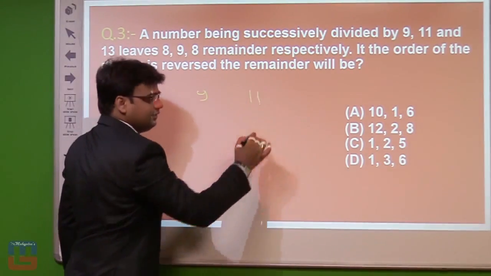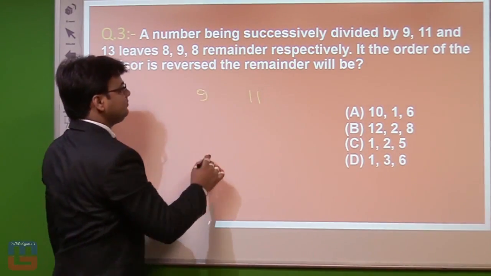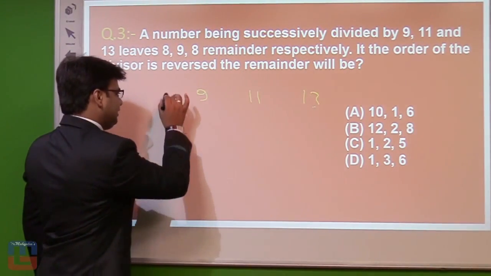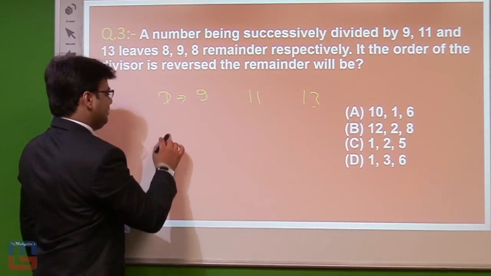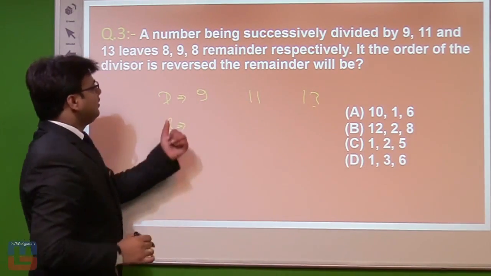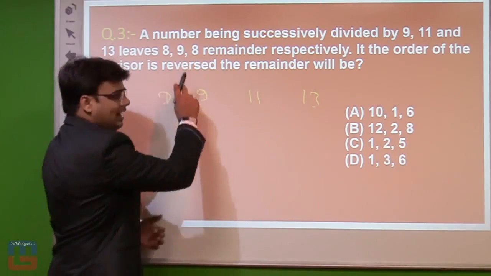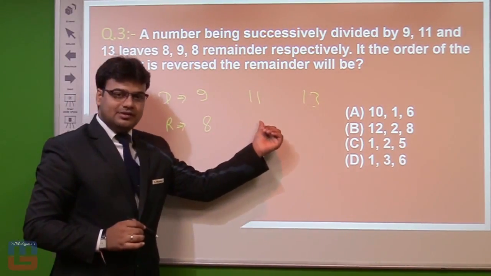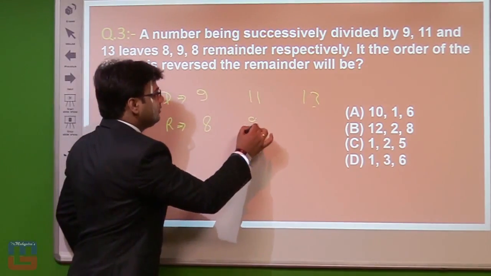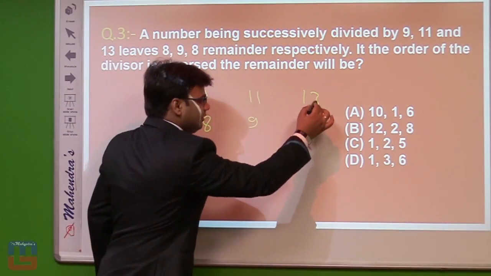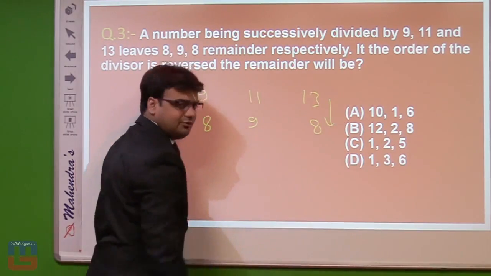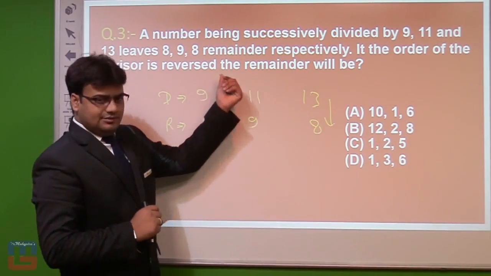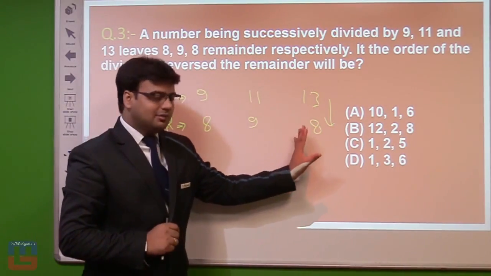Then 9, 11 and 13, and here we write the remainders. The divisors are on the right, then the remainders. When divided by 9 it gives remainder 8, so first write 8. If we divide by 11, then it leaves remainder 9, and then 8. In this way we first write the question. First we require to find the number, then the further conditions.